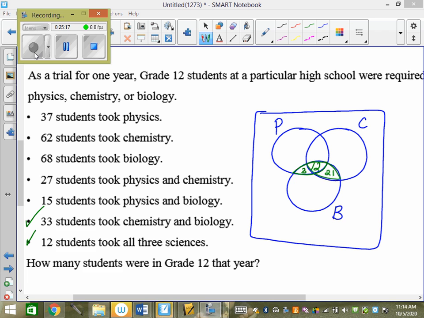Then we do 27 took physics and chemistry. So I need 27 in here. There's already 12. 15 would make 27. Then we always have to do the singles, and the ors are last, right? Because they're the two circles that are together. We have to do the ors last if there are ors. This one is so nice, I basically didn't even give you an or, right? This is the nicest 3-circle Venn I could have given you.